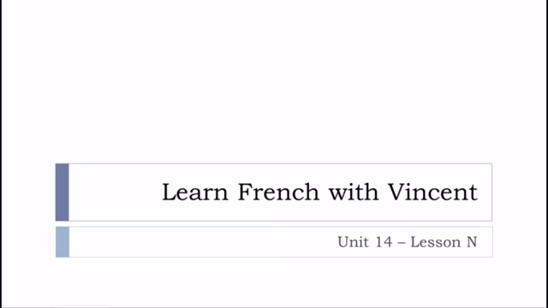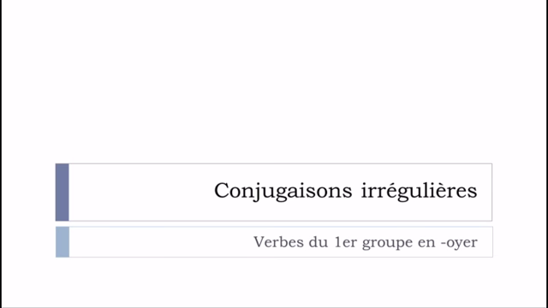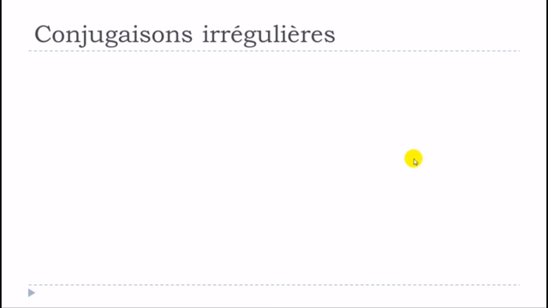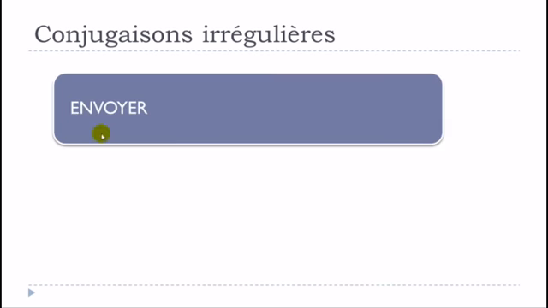This is Unité 14, leçon N, and we'll continue this series of videos that will cover les conjugaisons irrégulières, and especially we're talking about the first group of verbs ending with ER, and in that case we'll see the verbs that will end with OYER. I just wanted to take a useful verb, and envoyer, to send, is actually quite useful.